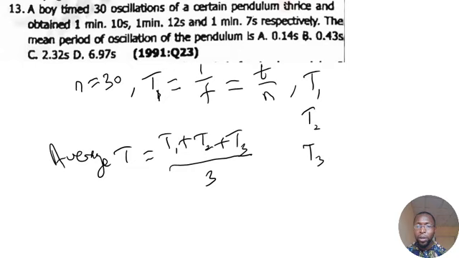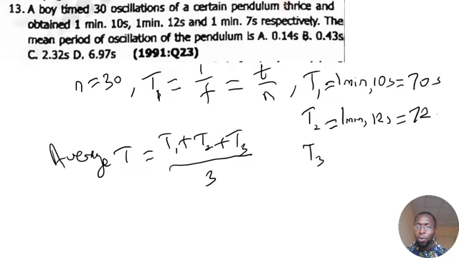Okay, now for our T1, which we have to be 1 minute, 10 seconds. Converting it to seconds, 1 minute means 60 seconds, so this one is 70 seconds. Our T2, we have 1 minute, 12 seconds. Converting to seconds, 1 minute is 60 seconds plus 12, that's 72 seconds, right?